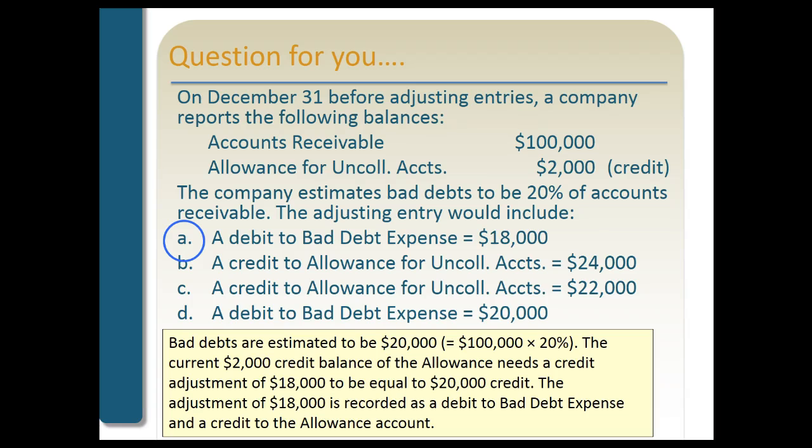A. Bad debts are estimated to be $20,000, which would be 20% of the accounts receivable. The current $2,000 credit balance needs a credit adjustment of $18,000 to be equal to the $20,000 credit. The adjustment of $18,000 is recorded as a debit to bad debt expense and a credit to the allowance account.